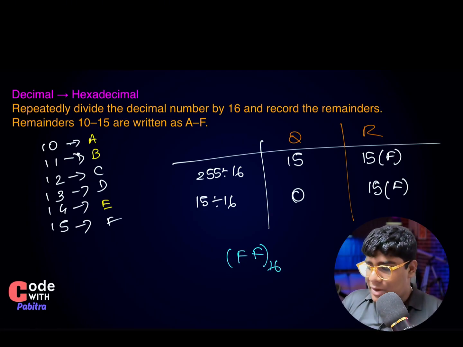So in hexadecimal, counting continues from 0 to 9, and after that we use alphabets such as A, B, C, D, E, and F. So instead of writing 10, 11, 12, we write A, B, C.